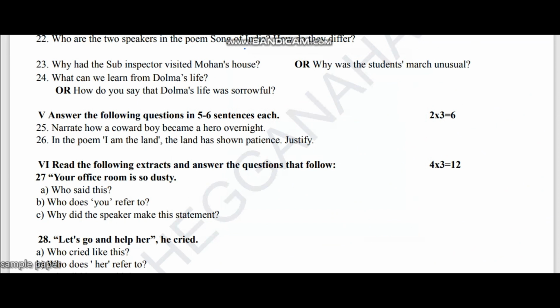Roman number 5. Answer the following questions in 5 or 6 sentences each. Narrate how a coward boy became a hero overnight.